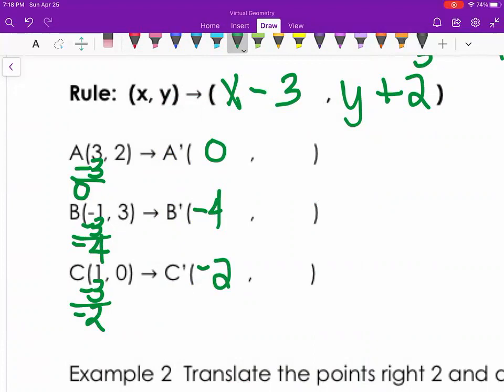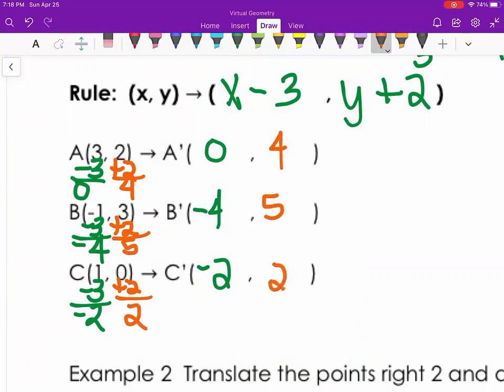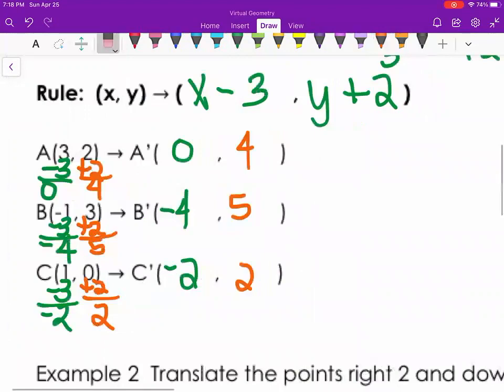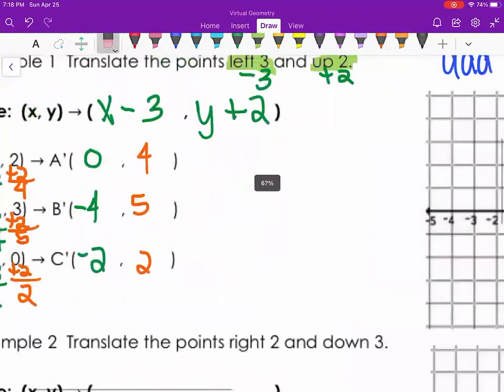Now we're going to do the y's. For every y, we're going to add 2 to that. So for each of these, we're going to add 2 to these values. And let's see what we get. 2 plus 2 is a 4. So there's my new y. 3 plus 2 is a 5. And 0 plus 2 is a 2. So there are my new coordinates. Let's graph this new shape. So first we have 0, 4.